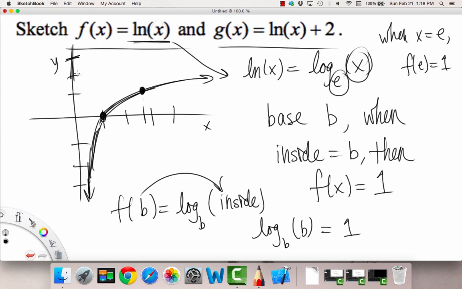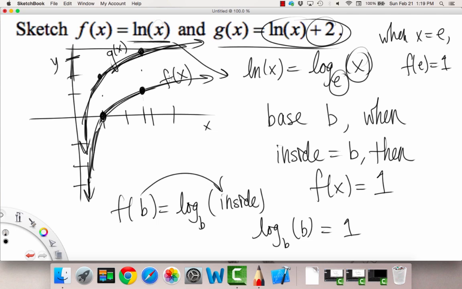Alrighty, so now let's graph g of x. All this is saying is that we have ln of x plus 2. Because the plus 2 is outside, that just means we have a vertical shift up by 2. So we're just going to shift each of these points up by 2. So now we just have a graph that looks like this. Let me label those there. So this is our g of x, and this one here is our f of x.